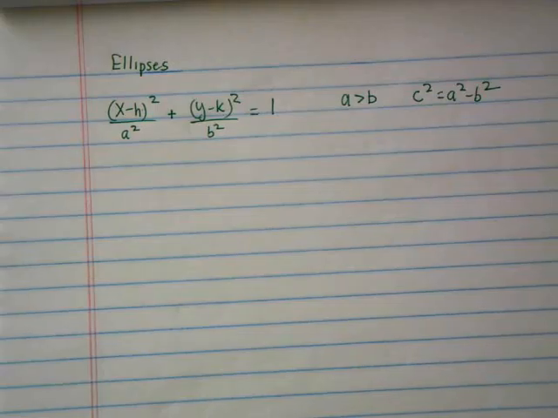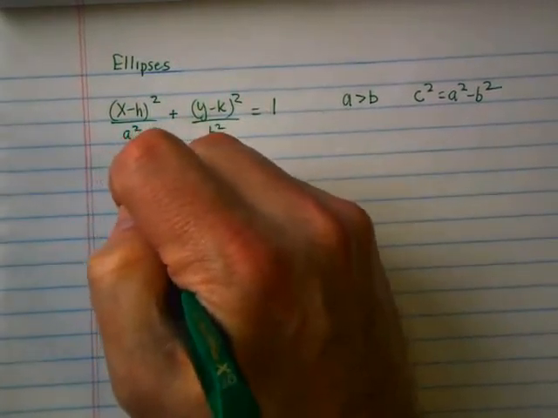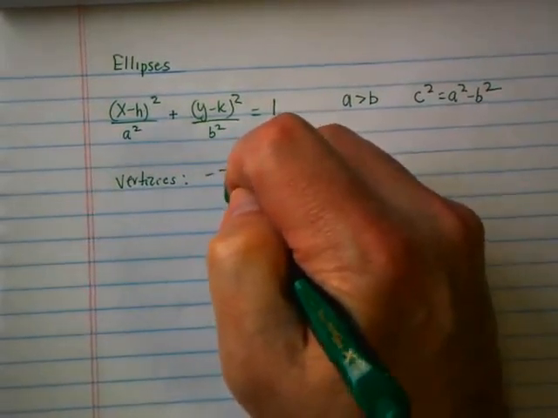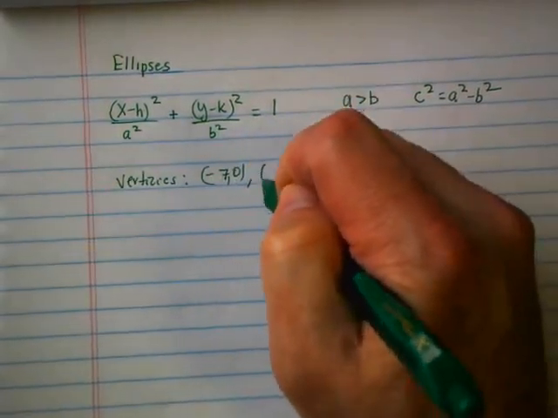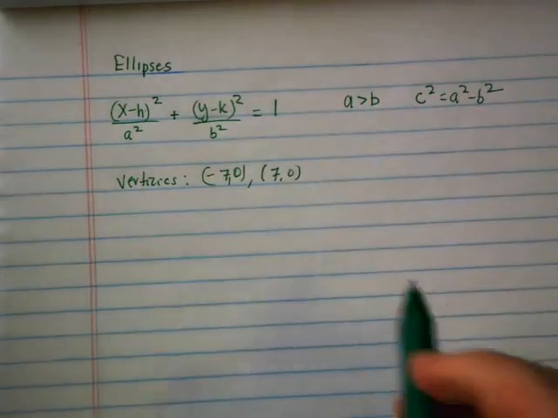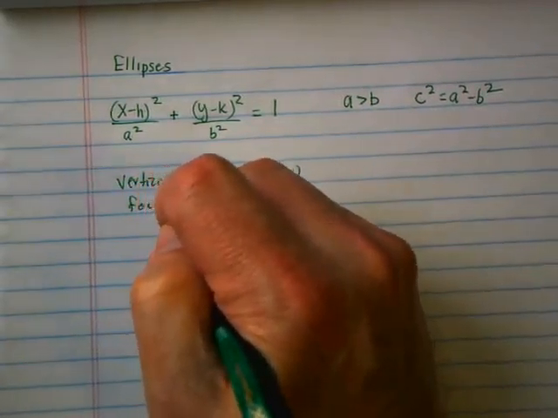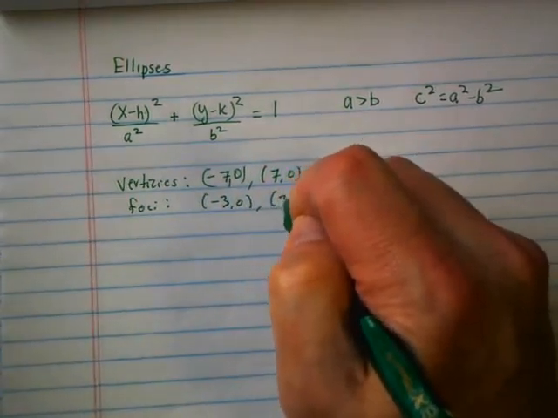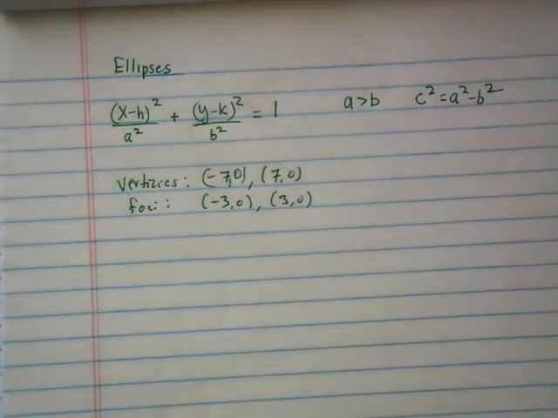All right, so the kind of problems I wanted to do, they're going to give you some information. For example, they might say the vertices are -7, 0 and 7, 0. And the foci are -3, 0 and 3, 0. From that information, it wants you to find the equation of the parabola. Not a parabola, ellipse. This is an ellipse.